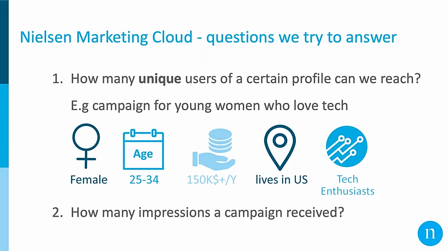At the Nielsen Marketing Cloud, we try to answer two main questions. So the first one is kind of the count distinct questions. So how many unique users or unique devices of a certain profile can I as a marketer reach? So if you're looking at the campaign for young women who love tech, the marketer can choose attributes of female, of a given age range and income that live in the US and are tech enthusiasts. The second type of question is a simple count question. So for example, how many impressions a campaign received?